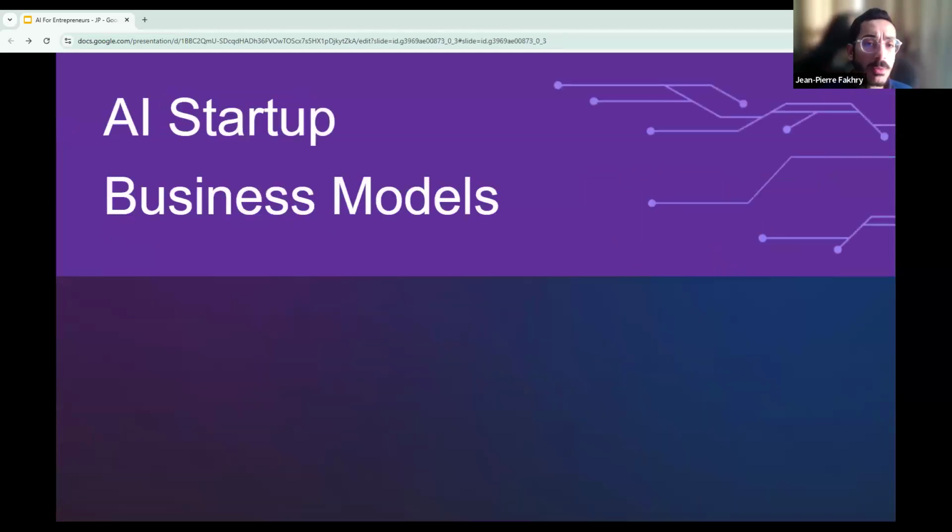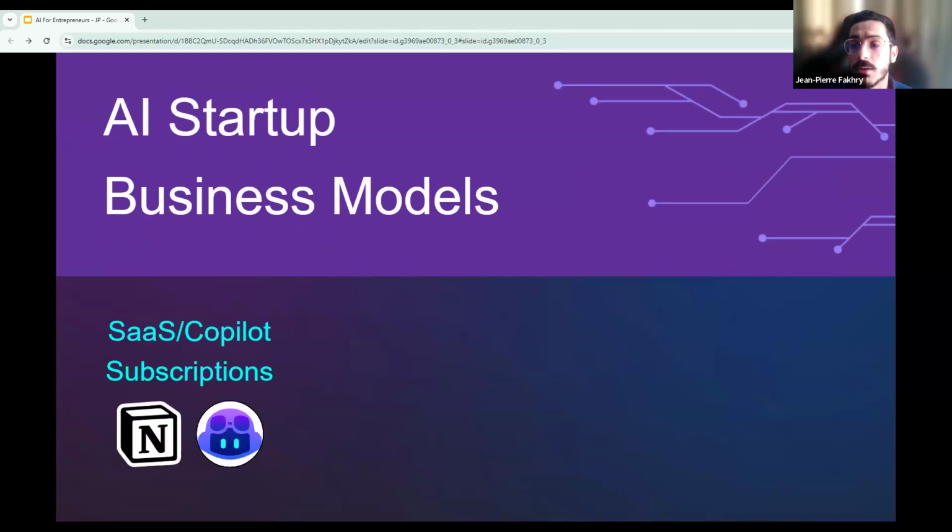Now, the first and most common model is what we call SaaS subscription, software as a service subscription. You pay a monthly or annual fee to access an AI-powered tool. Think of, for example, Microsoft Copilot for Office 365. It's priced at, I think, either 20 or $30 per user per month on top of existing Microsoft licenses. GitHub Copilot, on the other hand, is about $10 a month for developers. Notion AI and Cursor follow the same pattern. This model works because it creates predictable recurring revenue and aligns value delivery with ongoing use.